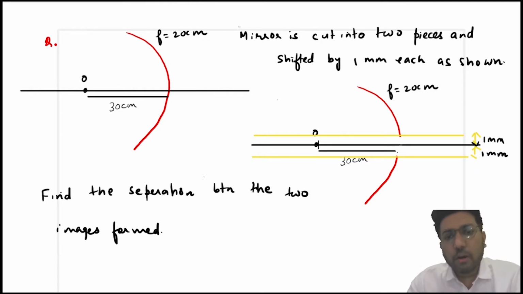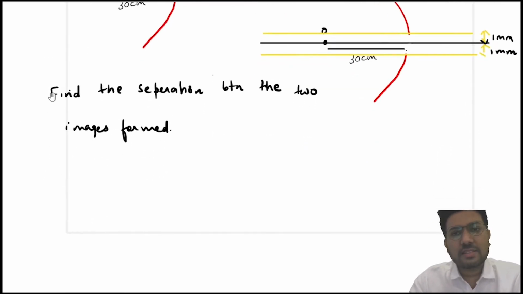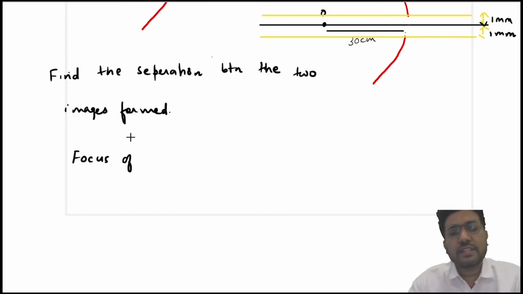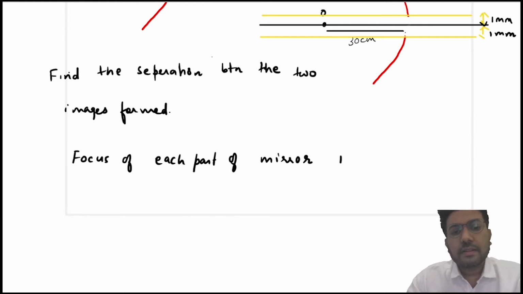Alright, the object distance still remains the same and that is 30 centimeter. If the object distance is the same, then the image distance will also remain same. Also, focus of each part of the mirror is same because the radius of curvature has not changed. F is r by 2, right? So focus of each part of the mirror is same because radius of curvature is same.